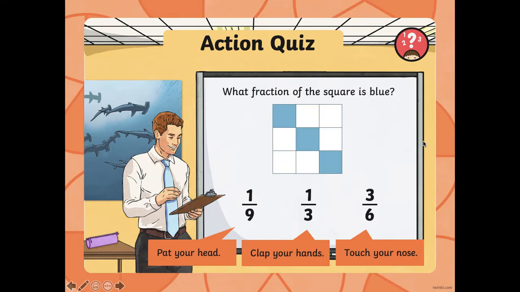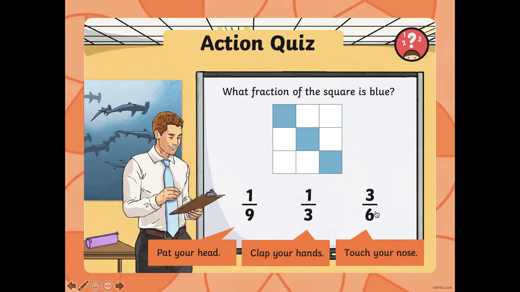Okay. Another one, I'll give you 20 seconds. Think about which one it might be. Count them out and then work out the equivalent fraction. Okay, if we have a look here, we have 1, 2, 3, 4, 5, 6, 7, 8, 9 squares, and 1, 2, 3 of them are blue. So the fraction is 3/9. So what would the equivalent fraction be?